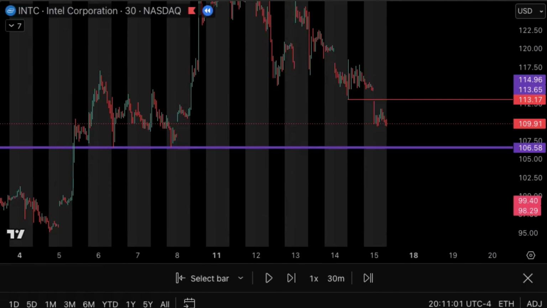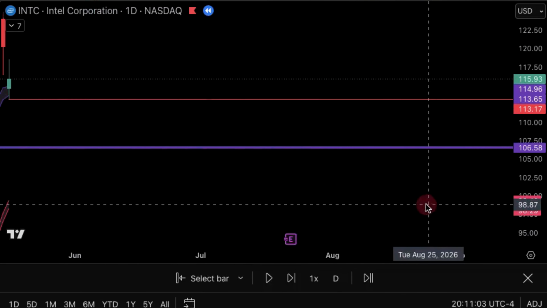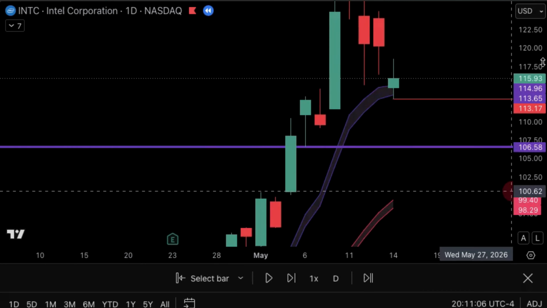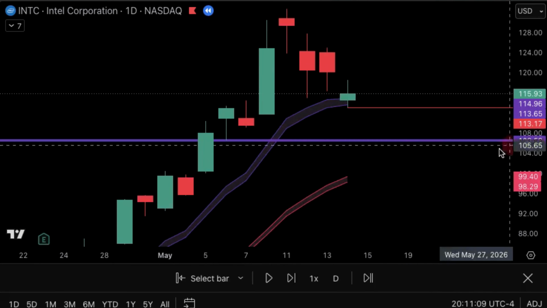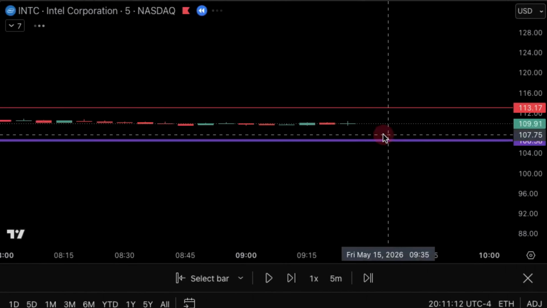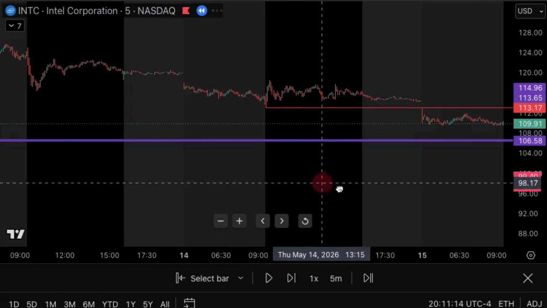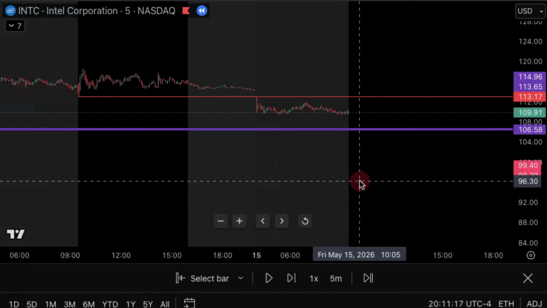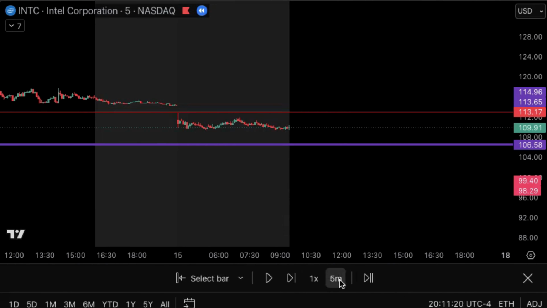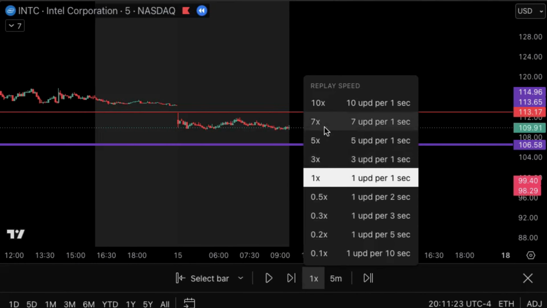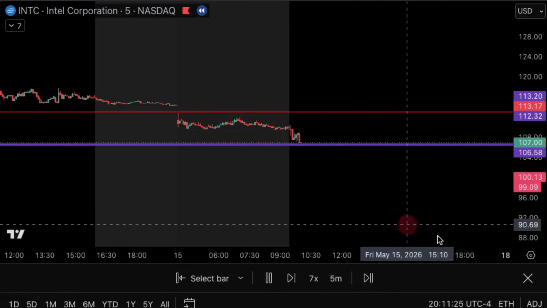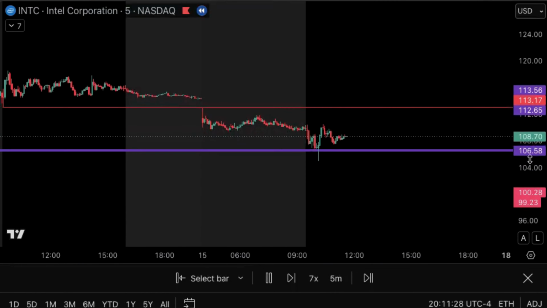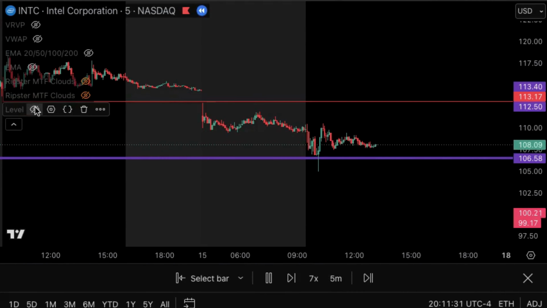So if I go back to the daily, I had that previous day low set up. And I set my alert. My alert ended up going off. So then I went to the 5 minute. And let's see here. I will play this through pretty quick here. I'll let this play out. I'm also going to turn my levels back on.